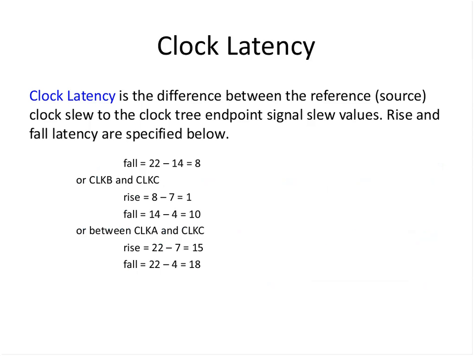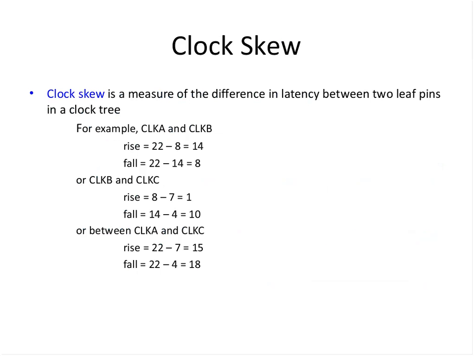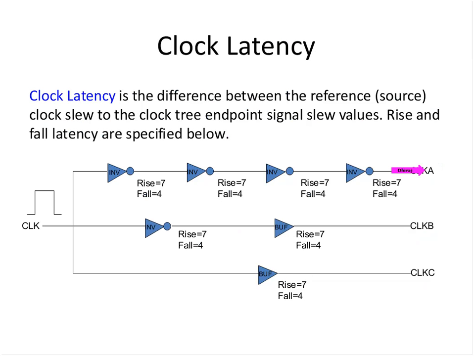The second thing is called clock skew. Clock skew is in relation to 2 points, the difference in delay between 2 points, these 2 points being the clock pins of the 2 registers. So when we talk about skew, there is a skew between clock A and clock B, clock B and clock C, clock A and clock C. So any 2 clock pins you pick up, the difference in arrival times is the clock skew.